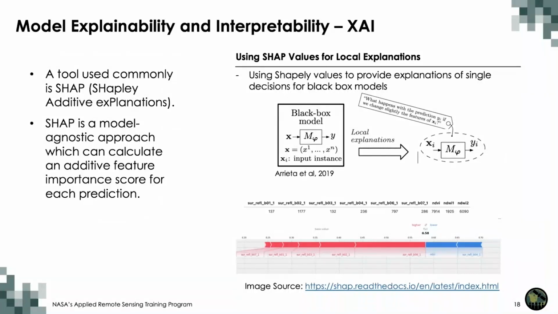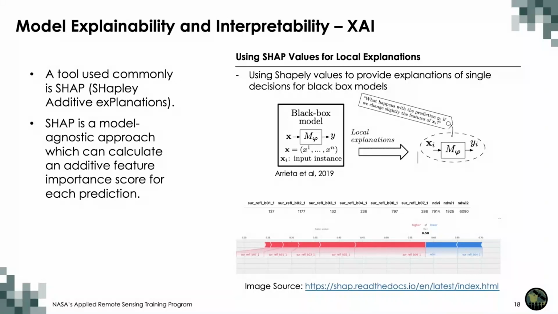And like I said before, that means it can calculate which features contributed the most to raising or lowering, maybe, the predicted class probability, say for water. And that's a part of the local explanation sector of post hoc explainability. They're really good for explaining single decisions from these black box models.